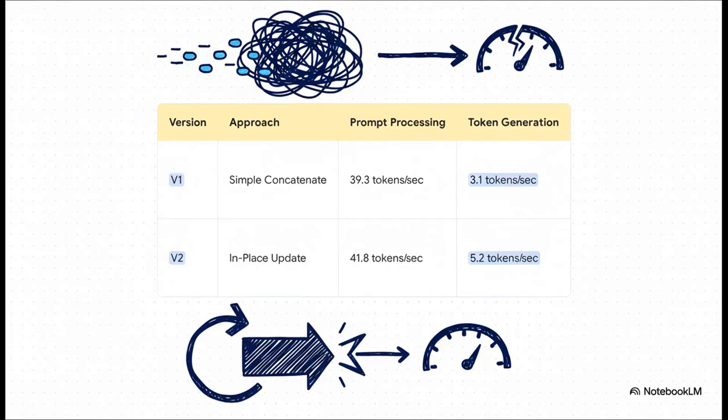And you can see the brutal performance impact right here. V1 was crawling at just 3.1 tokens per second. Version 2 tried an in-place update, which only bumped it up to 5.2. The fundamental problem was still there. Even an in-place update meant the array had to grow. So from the compiler's point of view, the shape was still dynamic.